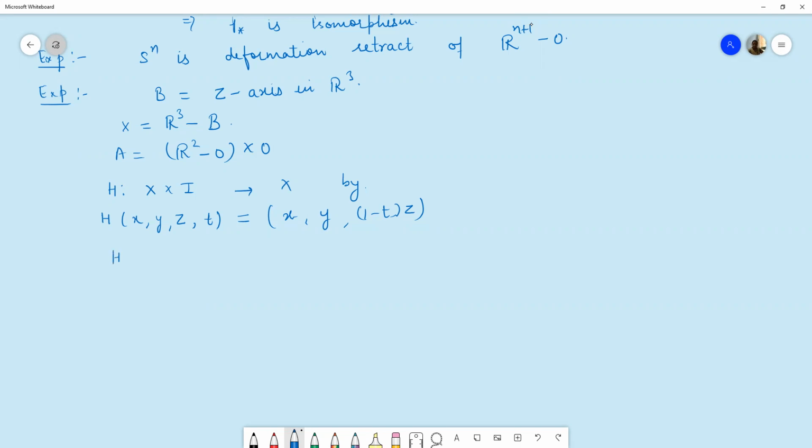So now let us check the conditions of deformation retract. So we put t is equal to 0, and this will be x, y, z. So H of x, y, z, 0 is x, y, z. That means it is identity at H x 0. And the second condition, if we take t is equal to 1, then it will be x, y, 0. And x, y, 0 belongs to A, because A is R2 minus 0 cross 0.